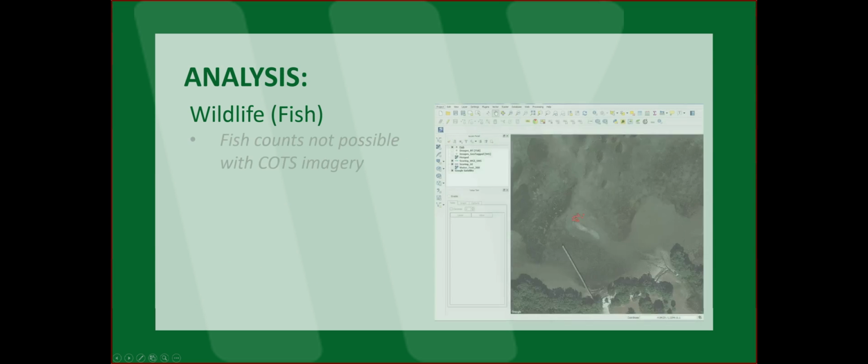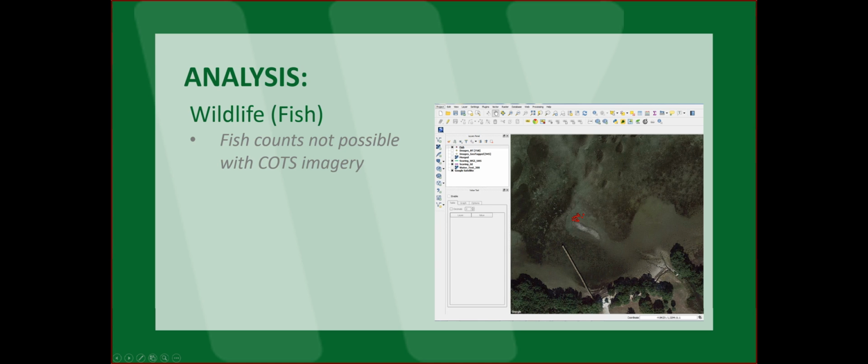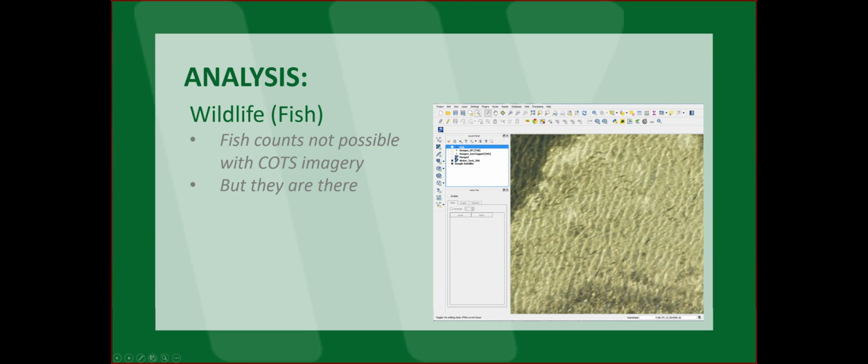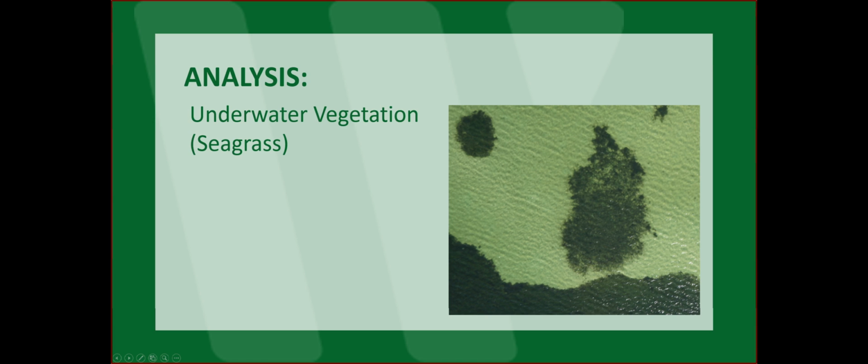Let's look at wildlife. Fish counts are not possible with COTS, commercial off-the-shelf imagery. But they are there, and you can count them. And you can quantify them. And this is due to the higher resolution UAS imagery. Underwater vegetation. Determining mass is not a problem. Not sure we could identify species yet.